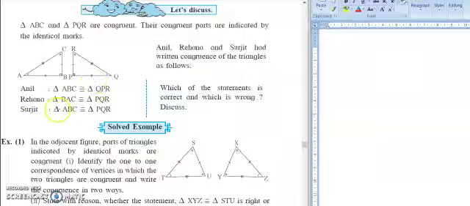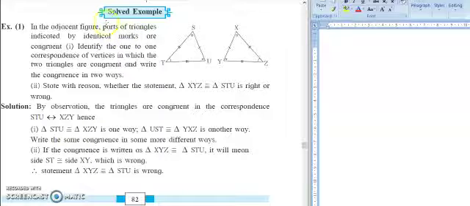But in this third one, what Surjit has written, the sequence is wrong. So only Anil and Rehana, both have written the right statement. So the first two statements are right and the third one is wrong. Let us see the solved examples now.